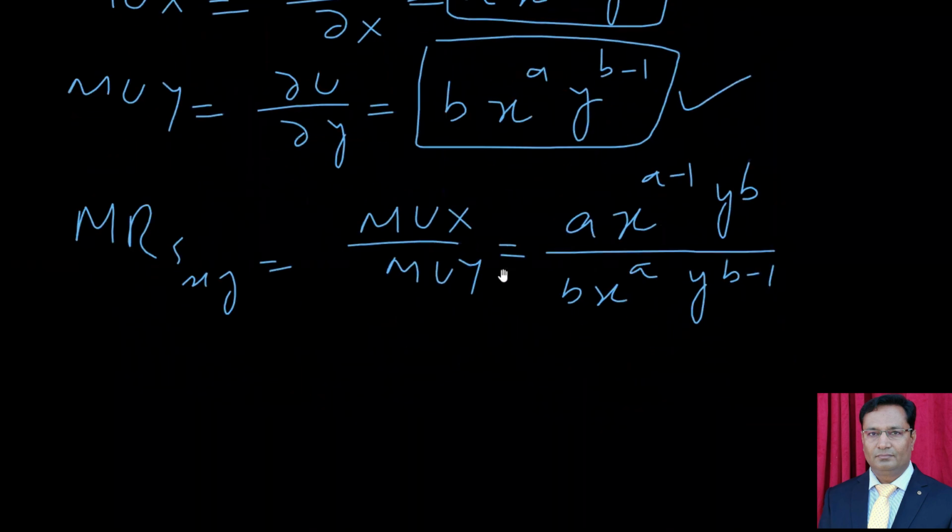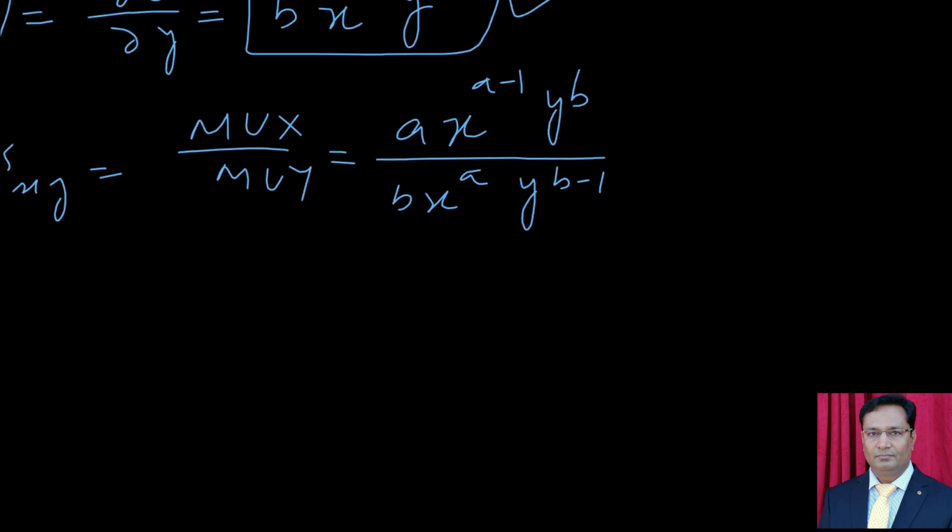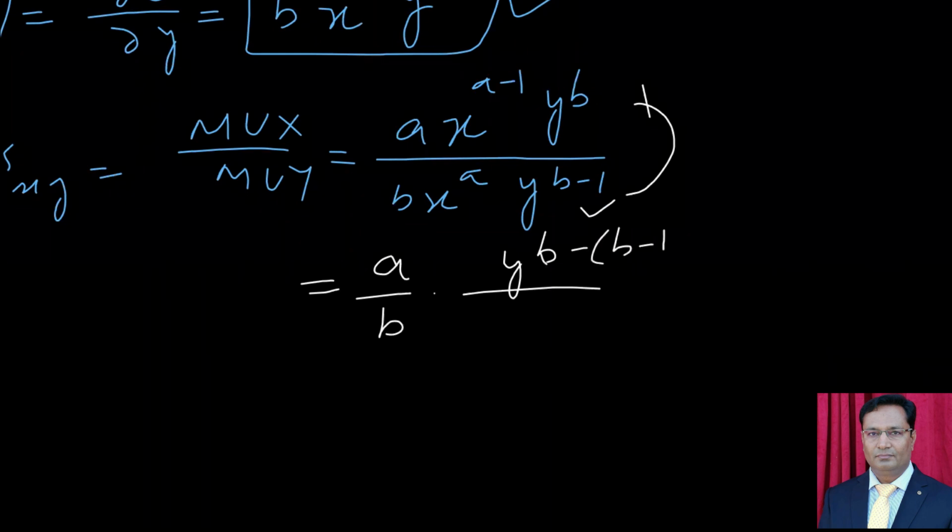Okay, now I have to operate this equation. If I operate this equation, then I can write it as a over b into, I can keep y variable, and then I can move x variable downward, and I can move y variable upward. So if I move y upward, then I will have to deduct power of y, that is b minus 1.